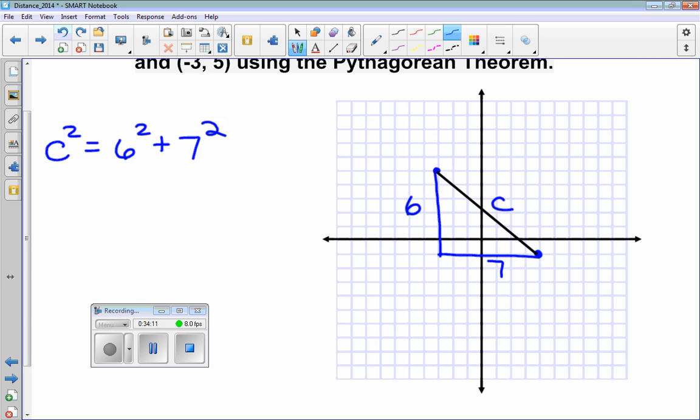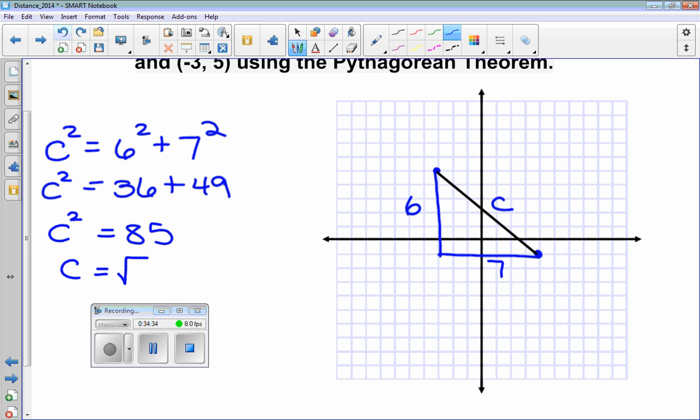So let's do that. 6 squared is what? Okay, 36, and then 7 squared is? All right, I was scared there for a minute. If I add them together, 85. And then what do I need to do to solve for C? Square root both sides. We're talking about a distance, so I don't have to worry about plus or minus.